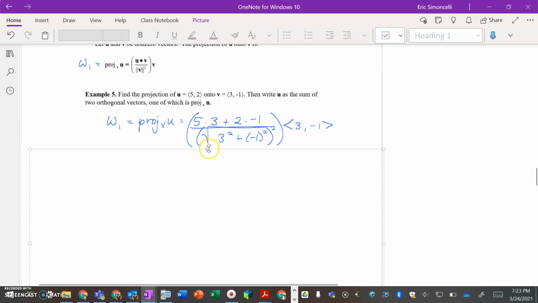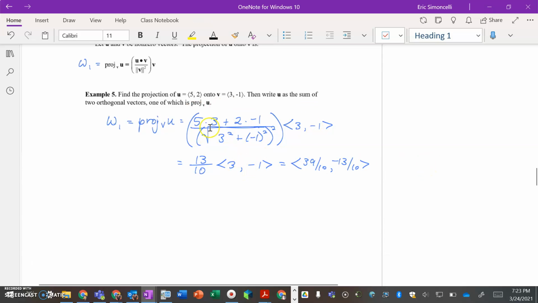When you perform the operations, in the numerator you'll have 13, and in the denominator 10, so 13 tenths, times this component form again, <3, -1>. 13 tenths is the simplified version of this. If you go through, you'll find 9 and 1, of course, add to 10, the square root of which is the square root of 10, but squared is just 10, and the numerator is just 13. So if you distribute 13 tenths to this vector component form, here's your W1 vector.